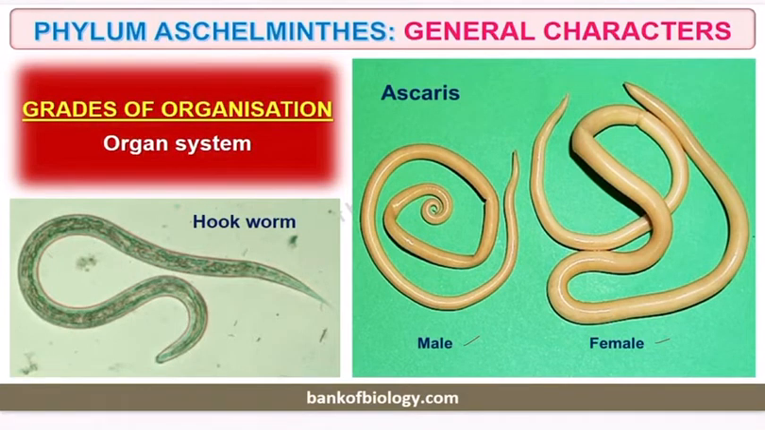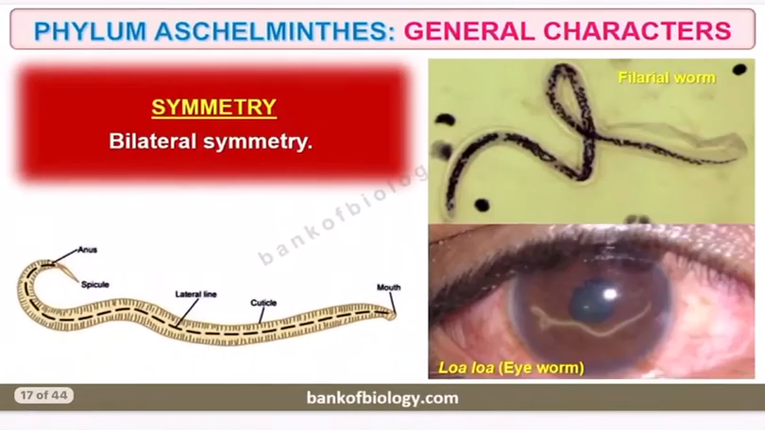That means systems have started developing. Example, you can remember hookworm and this Ascaris. In Ascaris, you can see the difference easily, male as well as female. So even in practicals, this specimen will be kept for identification and writing the characteristic features. So you can just remember this. And symmetry, it is bilaterally symmetrical.